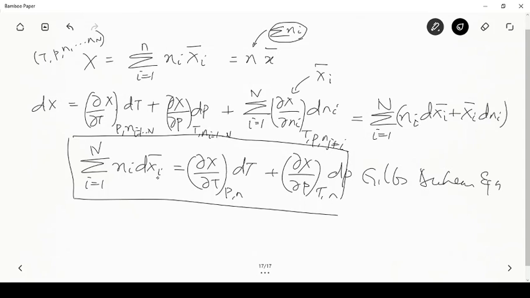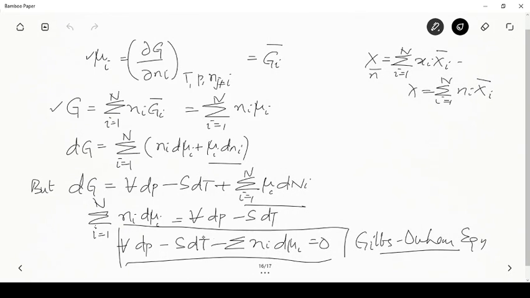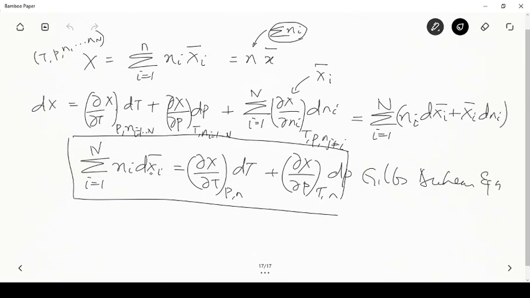So here for x, if I substitute g, I get this expression. So Σ ni dḡi plus ∂x will be ∂G/∂T at constant P, and ∂G/∂P at constant T will, from Maxwell relations, constitute the V and minus S that you get here. So you get this Gibbs-Duhem equation when I substitute x is equal to g.